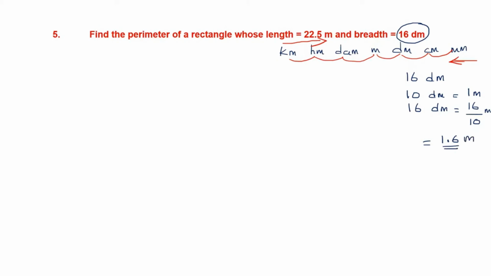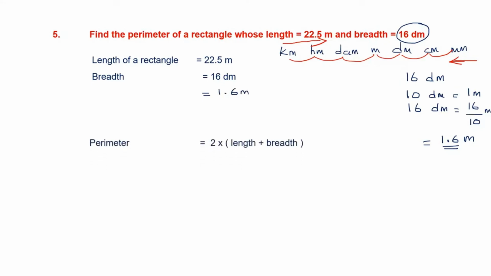So now we can find our perimeter. Here the length of the rectangle is already given to us. Breadth is 16 decimeters, which we have just converted to 1.6 meters. So now both the units are the same, both are in meters. Perimeter is 2 into length plus breadth. Length is 22.5 meters. Now we need to add breadth to this, and breadth is 1.6 meters.